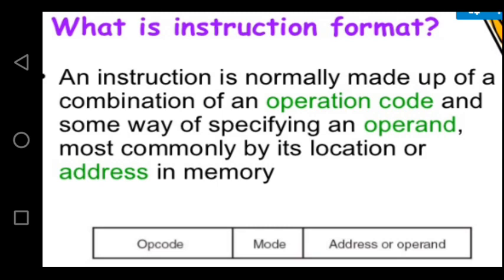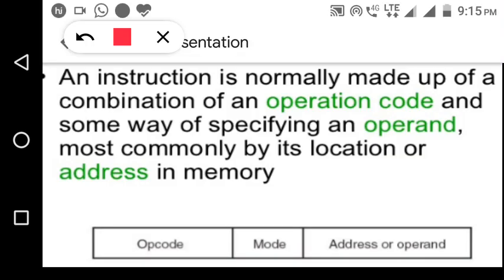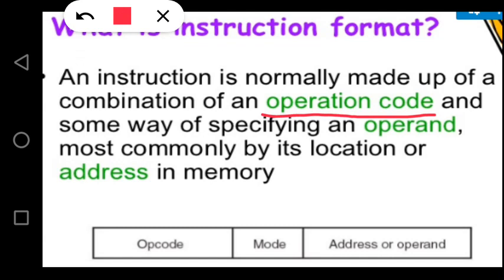Next, what is an instruction format? An instruction is normally made up of the combination of an operation code, the full form of opcode being operation code, and some way of specifying an operand.